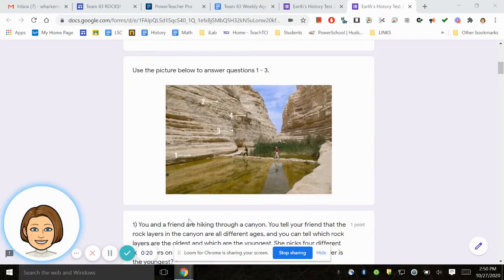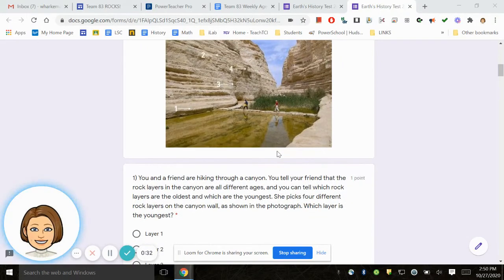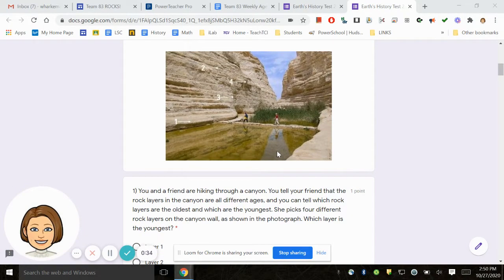All right, for questions numbers 1 through 3, you're going to refer to this picture right here. You can see there's a 1 right here, a 3 right here, a 4, and a 2. You and a friend are hiking through a canyon. You tell your friend that the rock layers in the canyon are all different ages, and you can tell which rock layers are the oldest and which are the youngest. She picks 4 different rock layers on the canyon wall, as shown in the photograph. Which layer is the youngest?